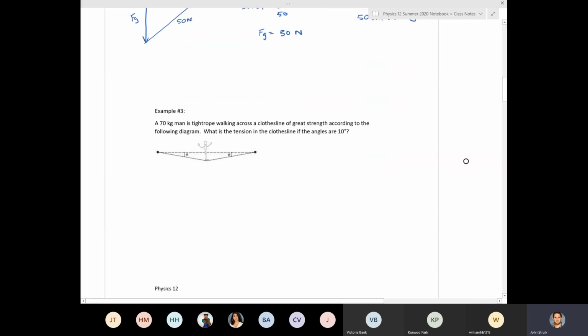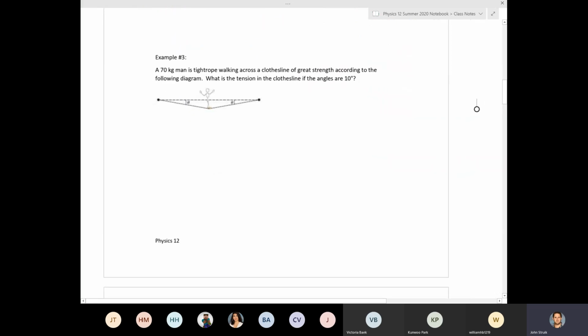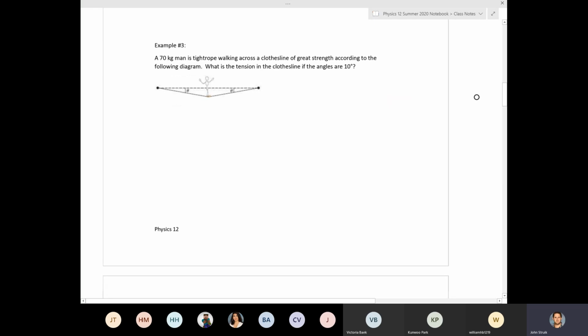Okay, example 3. I'm going to give you a little bit of time to try this on your own, and then in, let's say, 5 minutes, I'll jump in and show you how to do it. So you try it first, and then I'll show you. All right, go for it. Just let me know when you're done.